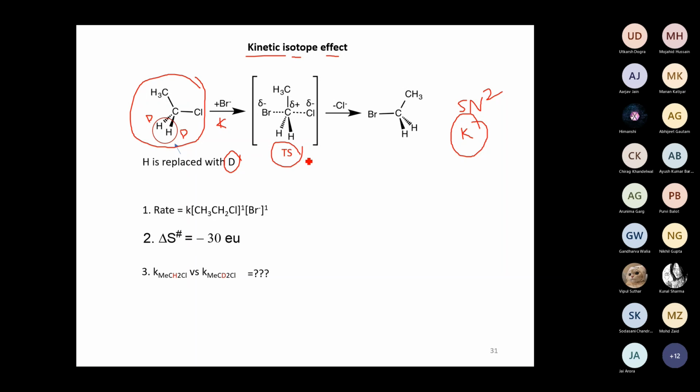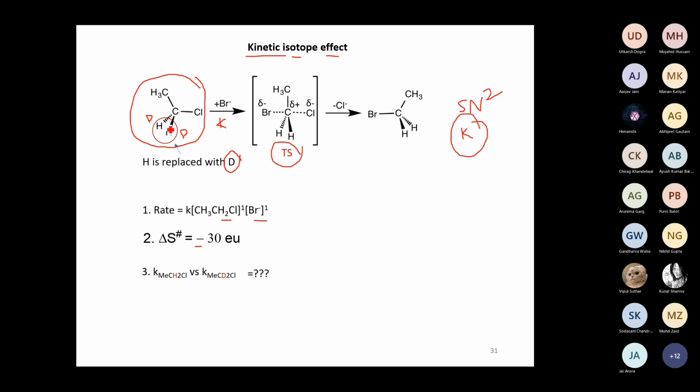So this is an SN2 type of reaction. Again, this type of reaction I will tell you in every class. The rate is first order with respect to both starting materials. I told you that delta S of activation is negative because two molecules are coming close to each other in the transition state. This is consistent.